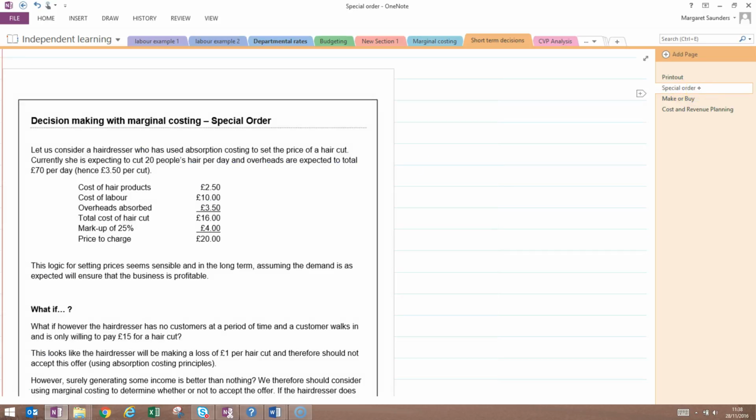So if we consider a hairdresser, they use absorption costing to set the price of a haircut. Currently, she's expecting to cut 20 people's hair per day, and the overheads are expected to total £70 per day. So from that, we can work out an overhead absorption rate. Budgeted overheads, £70, divided by budgeted activity, 20 haircuts, gives us £3.50 per cut.